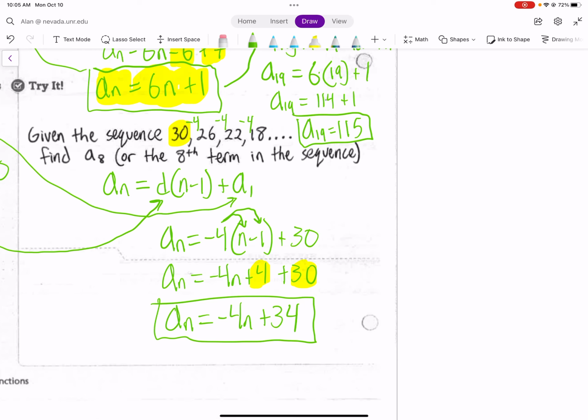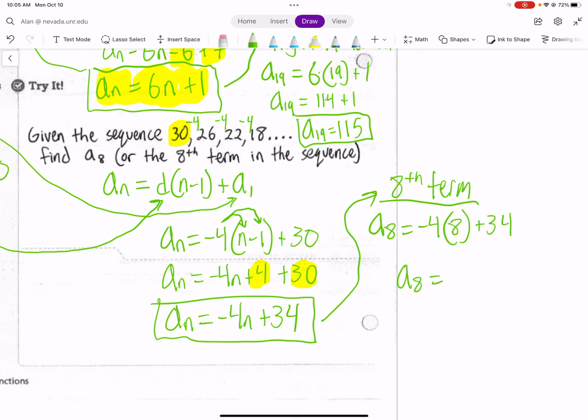So this is the formula that represents the sequence that we were given. But we need to remember, we're trying to find the 8th term in this sequence. So to find the 8th term, we plug in the number 8 for n in this sequence. So we will say a sub 8 equals negative 4 times n, but we know n is 8. We're trying to find that 8th term, plus 34. So a sub 8, we simplify this: negative 4 times 8 is negative 32 plus 34. So negative 32 plus 34 is 2. So the 8th term in this sequence is 2.